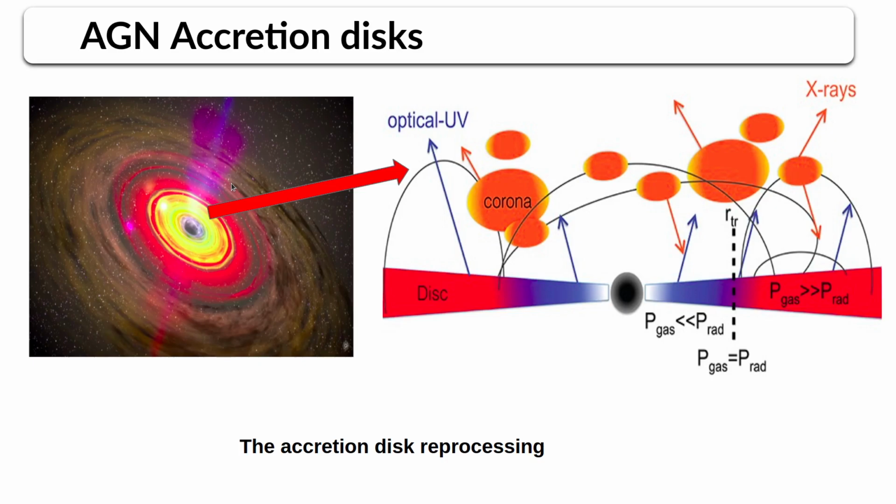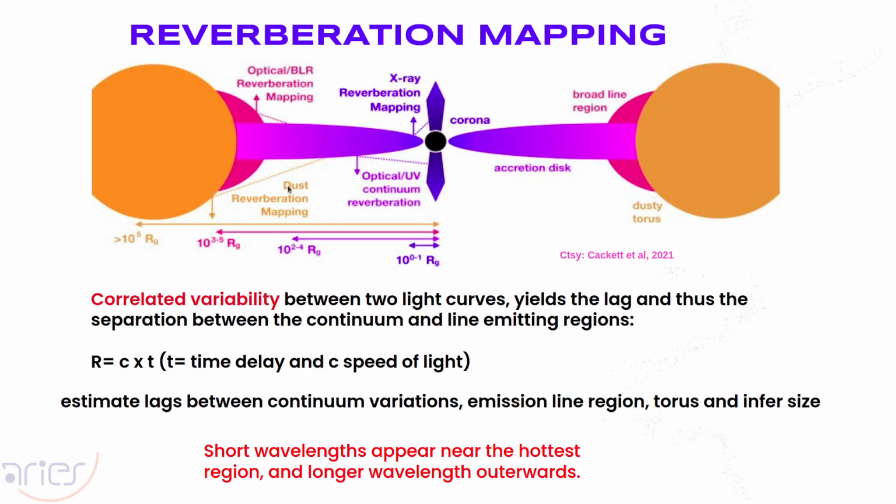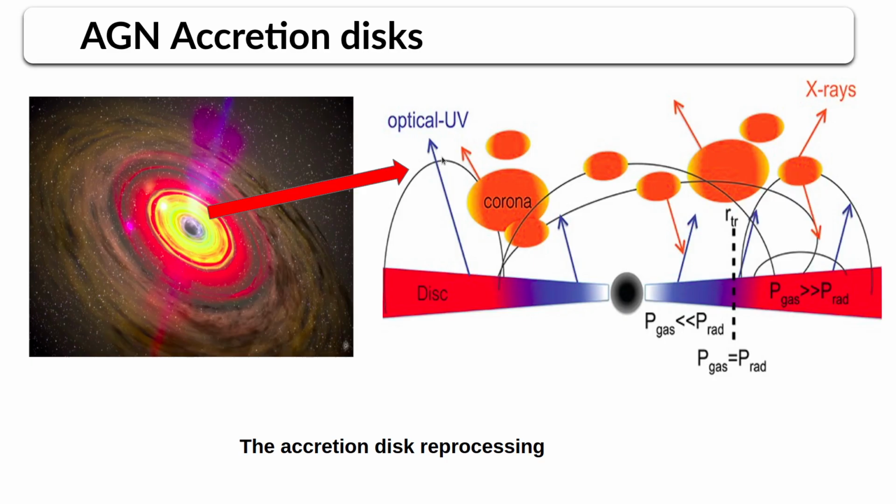So the same technique of reverberation mapping is applied to the accretion disks in AGN. I'll be focusing on this technique only. So now the AGN accretion disk is here. We assume that the disk is surrounding the supermassive black hole. What happens is that the black hole is like 1 million to billion solar masses, so it will be accreting mass at a very high rate.